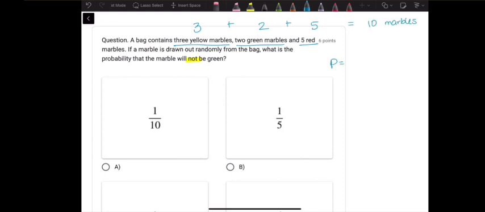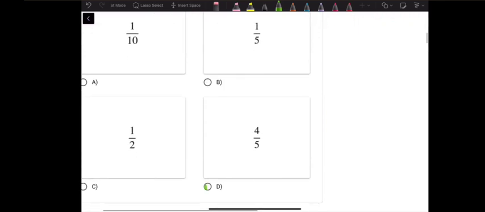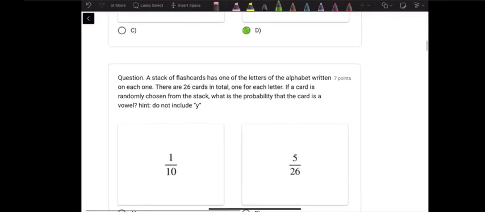Again, probability here is going to be the number of ways in which you will not get green. So how many options do we have that are not green? Well, we have a total of 5 that are red, and we have a total of 3 that are yellow. If we add the 3 yellow plus the 5 red ones, that's going to give us 8 options out of a total of 10 marbles, 10 possible outcomes here. So once again, the probability here is going to be 8 over 10, but you always want to simplify. What number can I divide both 8 and 10 by? Well, I can divide both of them by 2. So my final answer is going to be 4 over 5. So the probability of not getting green is going to be 4 over 5, which would be D. Let's take a look at the next one.